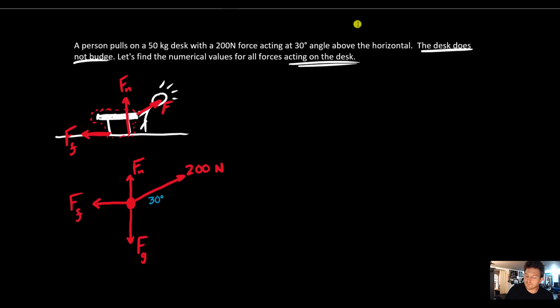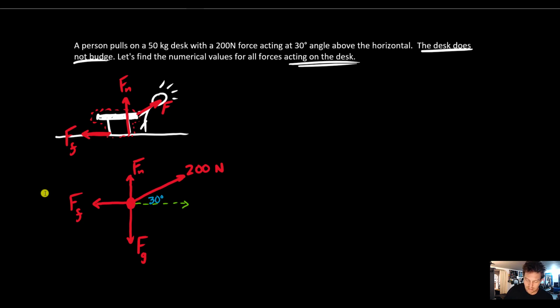And we want to find the numerical value for all three of these forces on here. So we want to figure out what is the force of gravity, what's the force of friction, and what's the normal force in the end. So I know right away that I have this force that's at an angle. So I want to make my life easier. Let's just break this up into its horizontal.